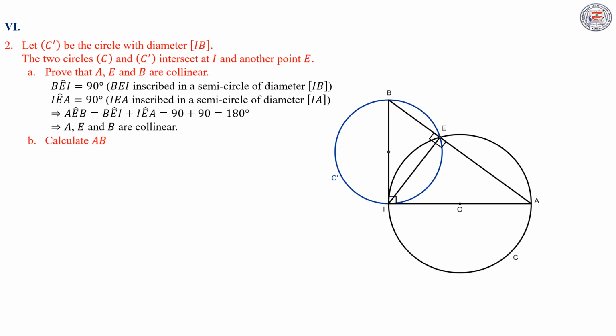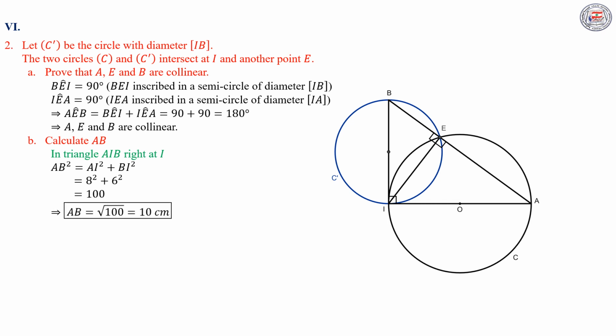In part B, we have to calculate AB. Since AIB is a right triangle at I, then we can use the Pythagorean theorem and calculate AB. AB squared is equal to AI squared plus BI squared. AI is equal to 8 and BI is equal to 6, as we have seen in the given. Then AB squared is equal to 100. In order to calculate AB, AB is equal to radical 100. Therefore, AB is equal to 10 centimeters.